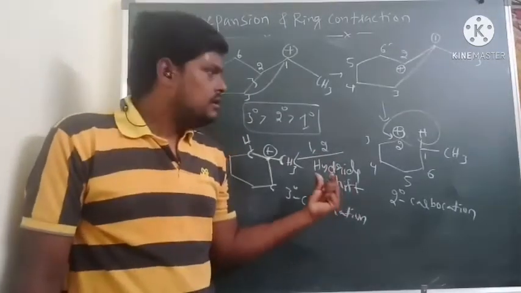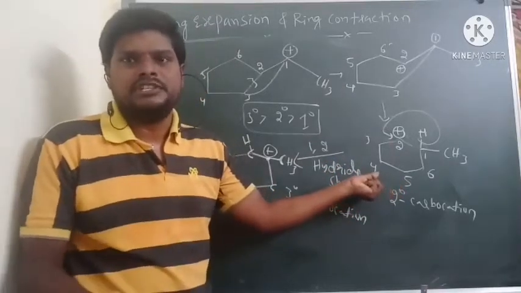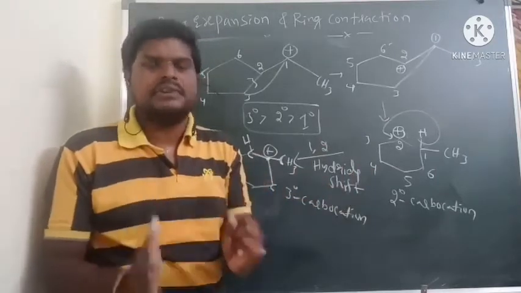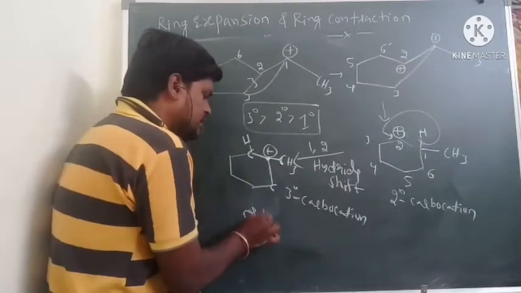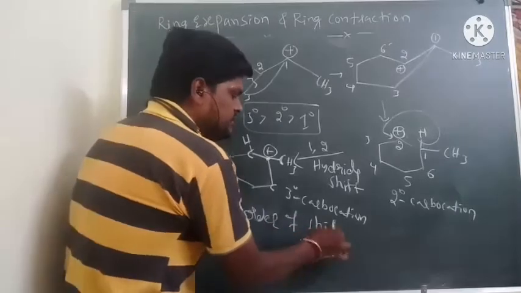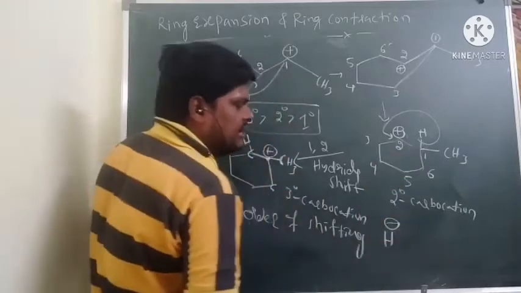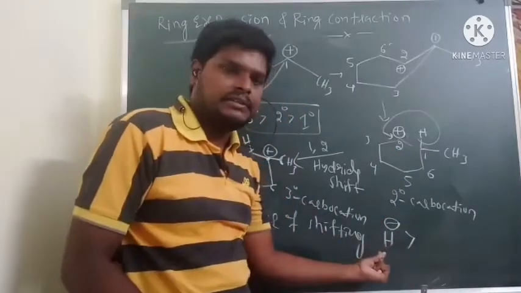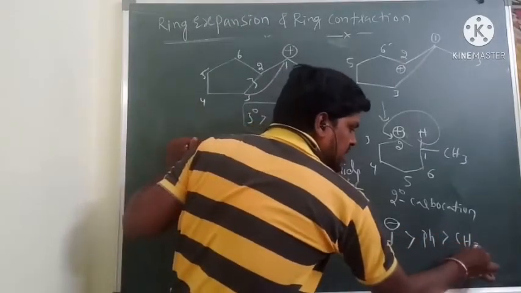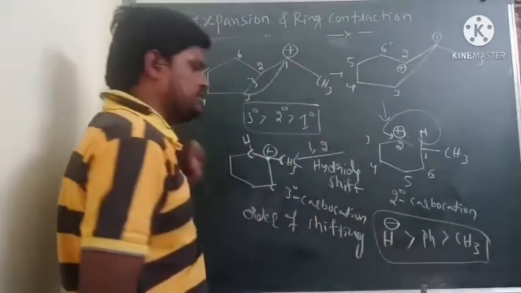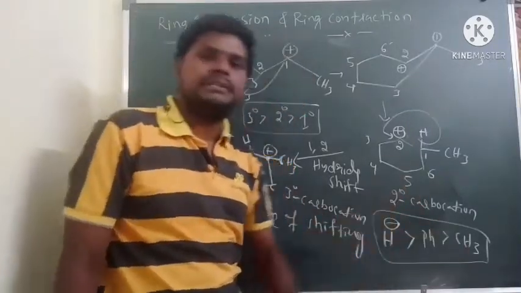Here, in case we have a possibility to shift hydride, phenyl and methyl, all 3 are possible or 2 are possible. Which one will be the first to transfer or shift? It is an order. So you have to know this order. So the order of shifting or transfer: first of all hydride shifts towards the carbocation, then phenyl, then methyl. So this is the possible order of shifting. Yes, sir, it is the order. First hydride, then phenyl, then methyl.